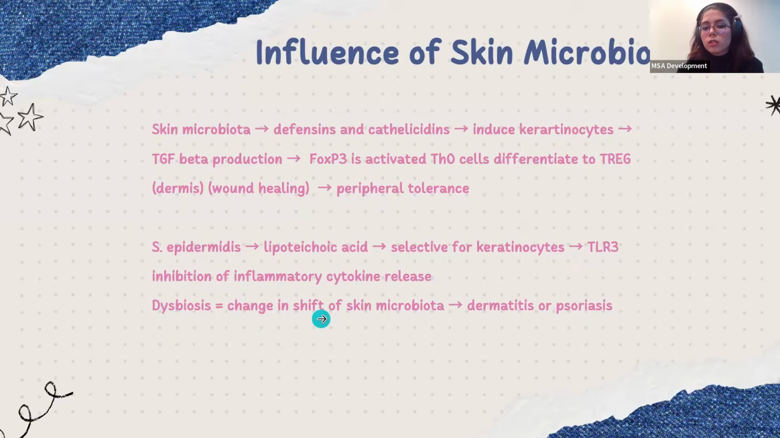Dysbiosis is the change of skin microbiota, as in dermatitis or psoriasis. This is what happens for these diseases, so keep it in the back of your head. The reason Staph epidermidis inhibits inflammatory cytokine release is because otherwise you'd constantly be trying to fight bacteria that's technically not doing anything harmful. If it's there and there's no reaction in the skin, you're fine.